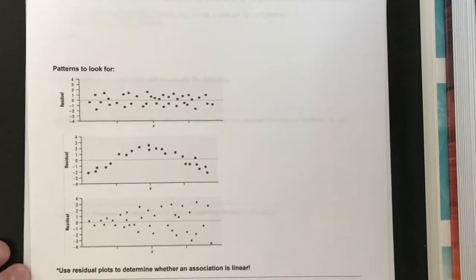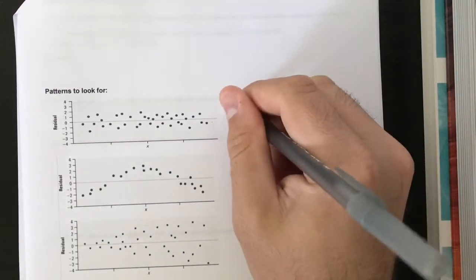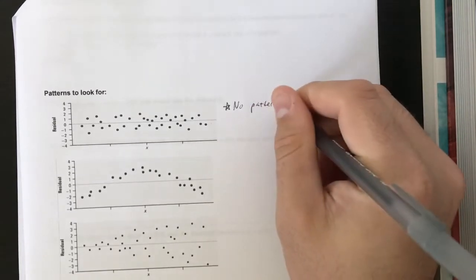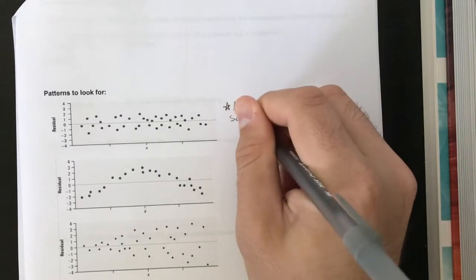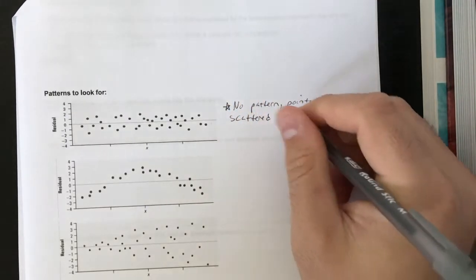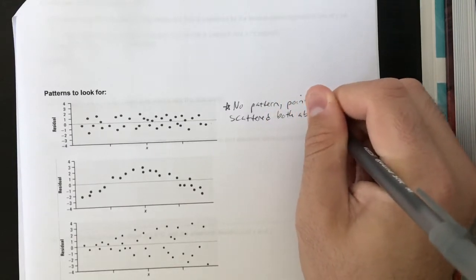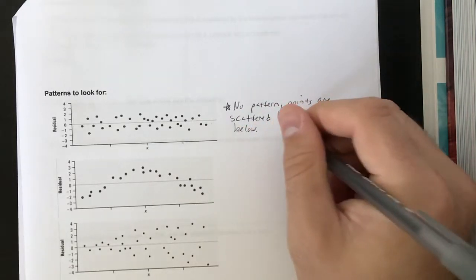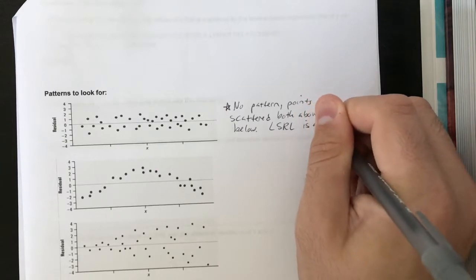Now, patterns to look for. I have 3 examples on the notes here. First, no pattern. So points are scattered above and below. And this means it's appropriate to use that least squares regression line. So both above and below, the least squares regression line is appropriate.